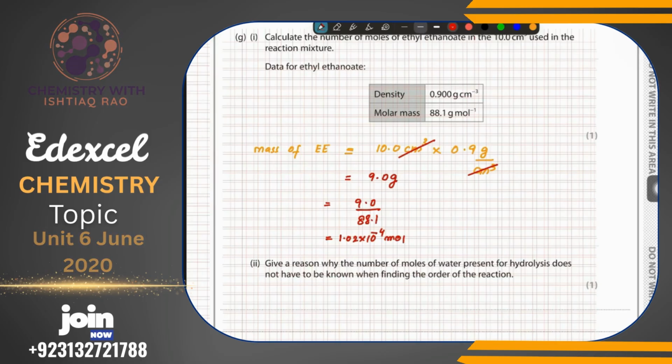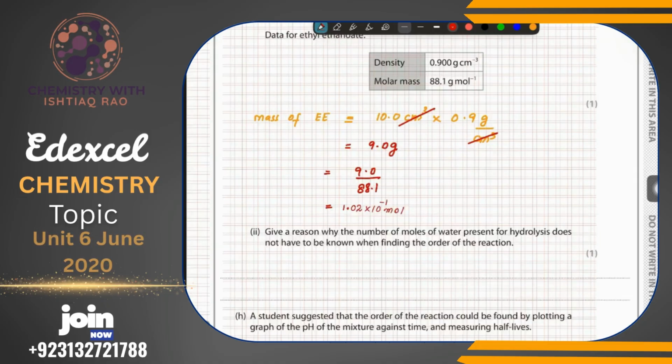9 over 88.1. No, no. Oh wait, it's the power, sorry, I didn't do the minus 4. I know where I went wrong. 9, it was 1 second. Okay, times 0.01. 1.02 times 10 raised to negative 1, right? Mole. Yes.